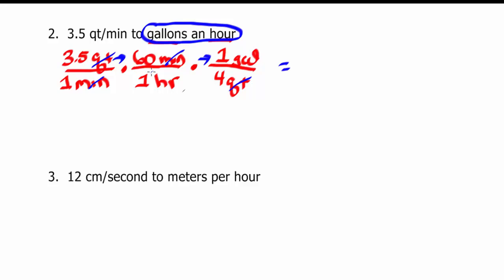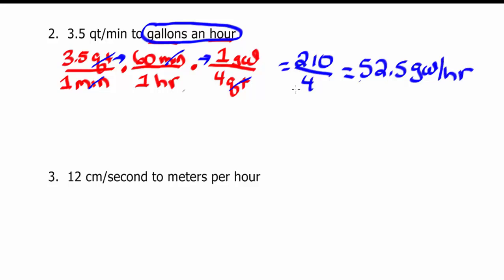So 3.5 times 60 is 210 over, it looks like it's going to be 4 on the bottom. Again, you can use your calculator, 52.5 gallons an hour. Okay, again, don't forget to label. And again, you should know by what you have left. Okay?